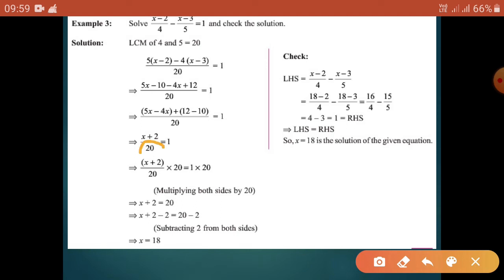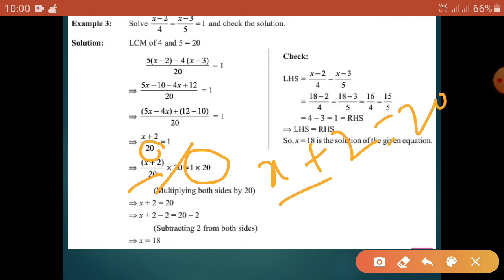So here it is 20 at the bottom, so we are multiplying using 20. So 20 cancels, and here also we have to multiply on both sides of the equation. So it is 20, so we got x plus 2 equal to 20. So we are getting x plus 2 equal to 20. Also again we have to balance this.